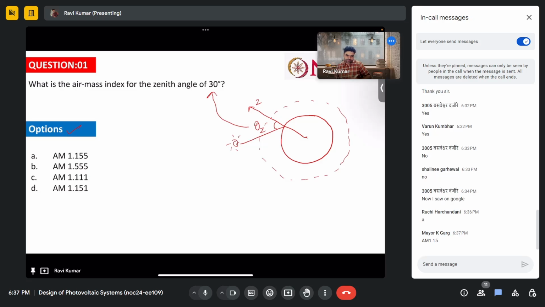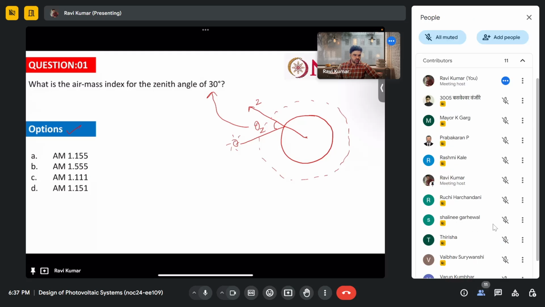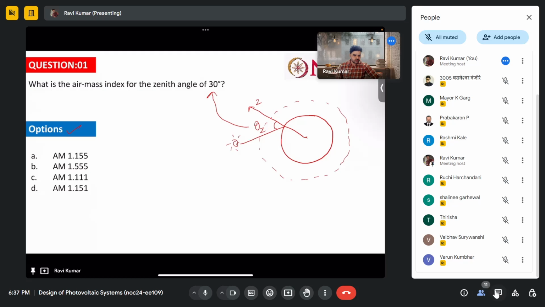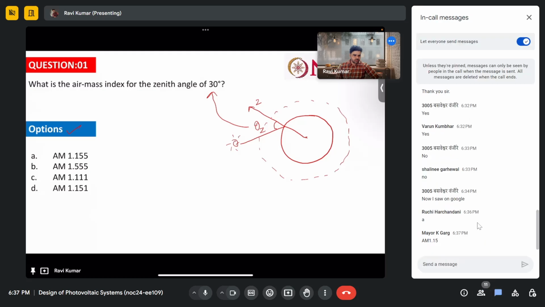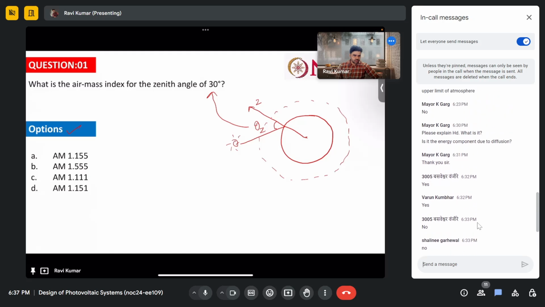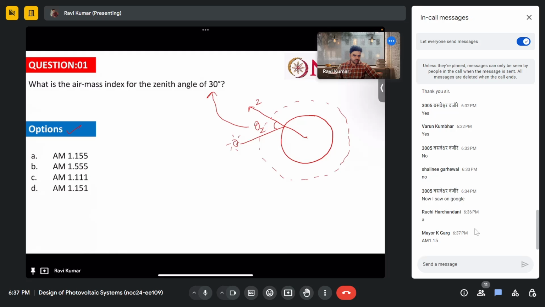A. Mayur also said A. I got 2 answers. I need one more. Shalini or Prabhakaran. Varun. Just verify. Is it A?